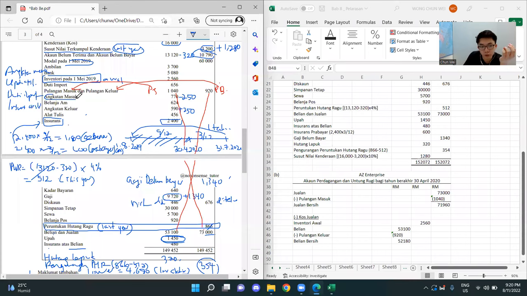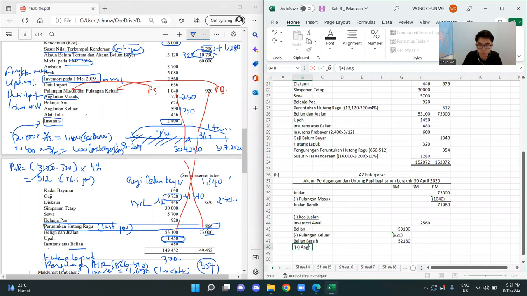So we got angkutan masuk. So you put it in. You add angkutan masuk at how much? So here you have to use 770 minus 250. Because this we use the latest figure, the updated figure. Okay, you don't use 770 anymore because that's the old one. So lepas pelarasan, we have to use the latest one.